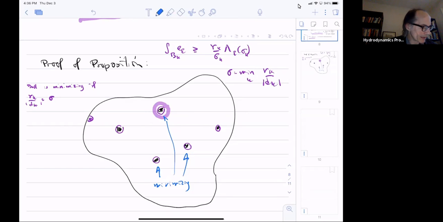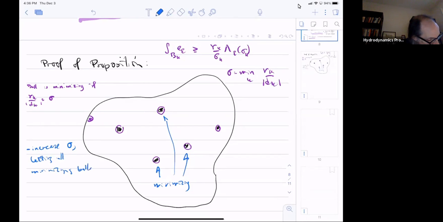Okay, and so what do I do? I increase sigma, letting all minimizing balls grow while holding sigma constant, or as sigma increases.